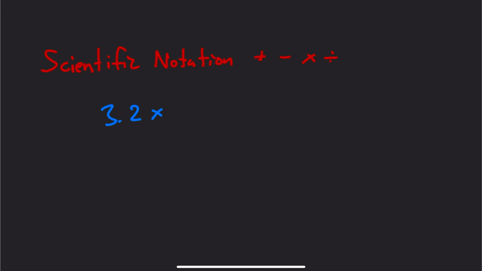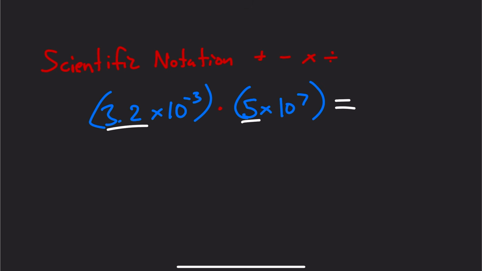3.2 times 10 to the negative 3 times 5 times 10 to the 7th. I'm going to use a dot so I don't confuse us. I think if we use a dot, it might look a little better. So I'm going to put parentheses around this as well so we know what we're doing. Okay, so in this case, we're going to do 3.2 times 5 first. If we do 3.2 times 5, I'm going to get 16.